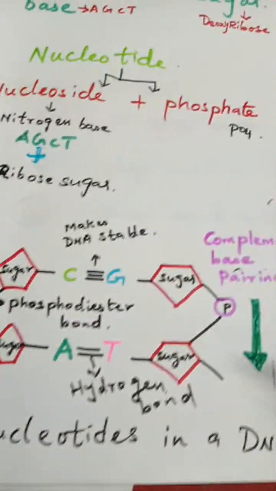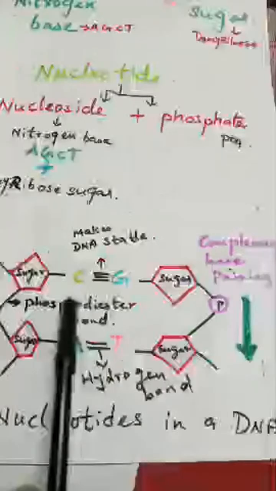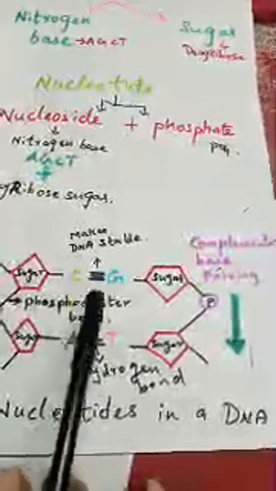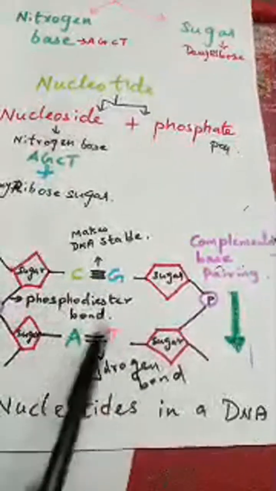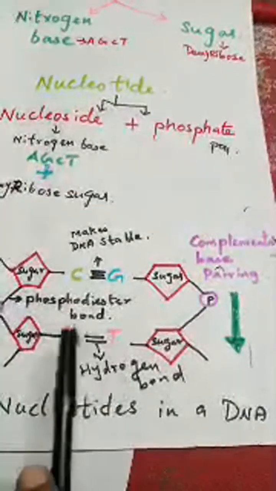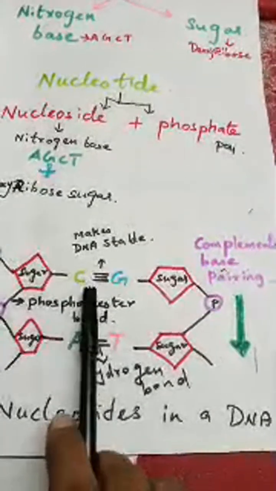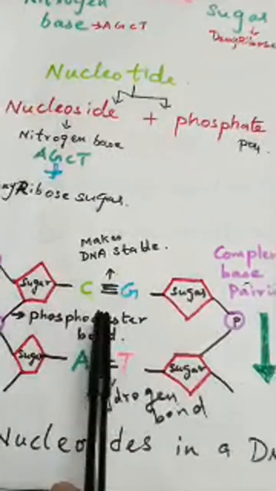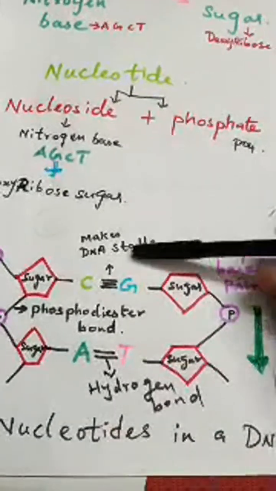Is that clear? And then if you see this, always the pyrimidines and the purines will be bonding with each other. What is that? The cytosine will be bonding with the guanine, and the adenine will be bonding with the thymine. So adenine is the purine, thymine is the pyrimidine. Similarly, cytosine is the pyrimidine, guanine is the purine. So they will be bonded with each other with a hydrogen bond.